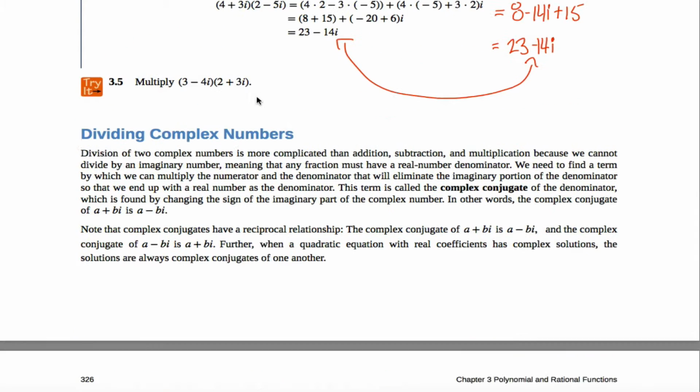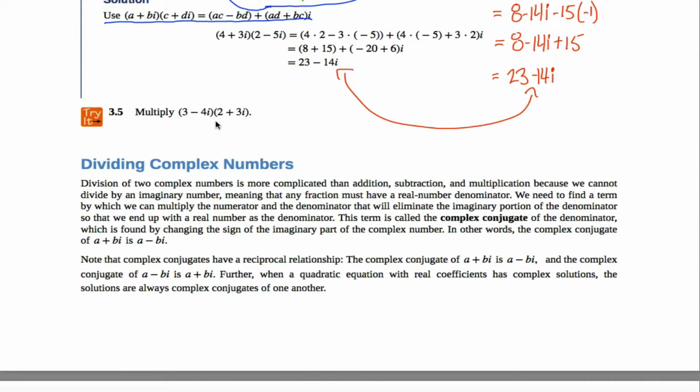So if these i's were just variables, then I could multiply the two of these together. I just FOIL stuff out. 3 times 2 is 6. 3 times 3i would be 9i if the i were just a variable. -4i times 2 is -8i, again, if the i were just a variable. And -4i times 3i would be -12i squared.